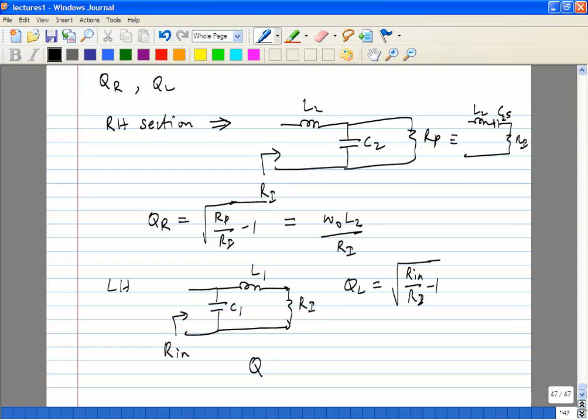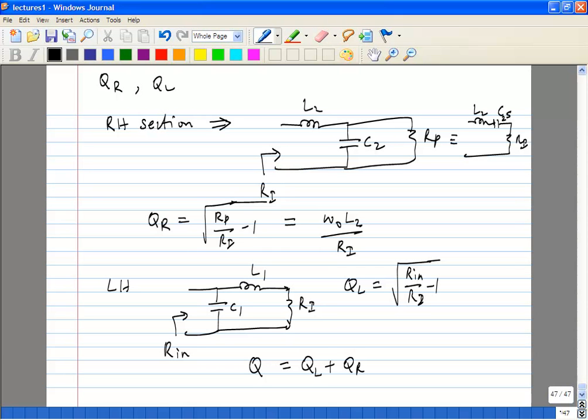Now, because it's a little bit of a long, like a 3-page derivation, I'll post the derivation on the class website. But you can also show that your overall Q is Q left plus Q right, the overall Q for the match. Okay, you can show that using energy conservation and so on, right? You consider the energy stored in the left side network and the right side network. You can show that overall Q is QL plus QR.